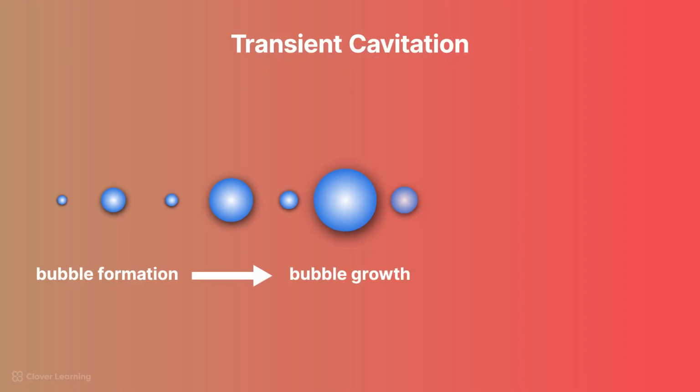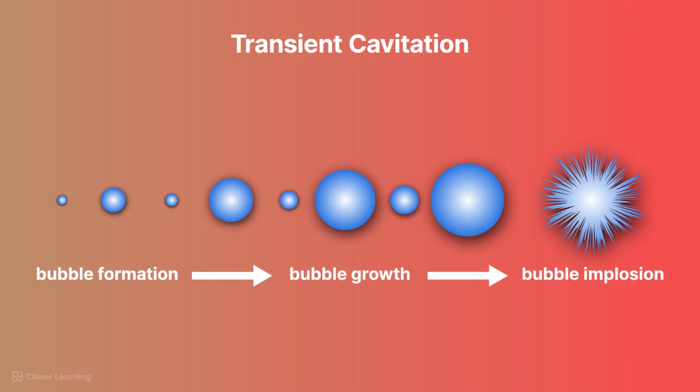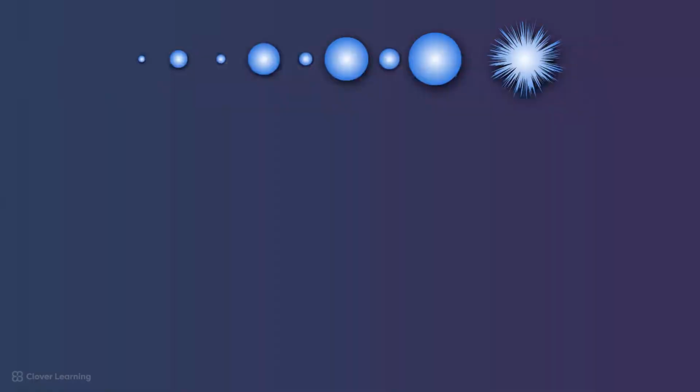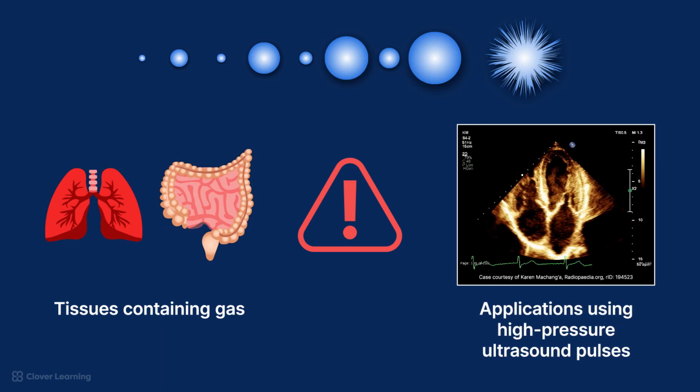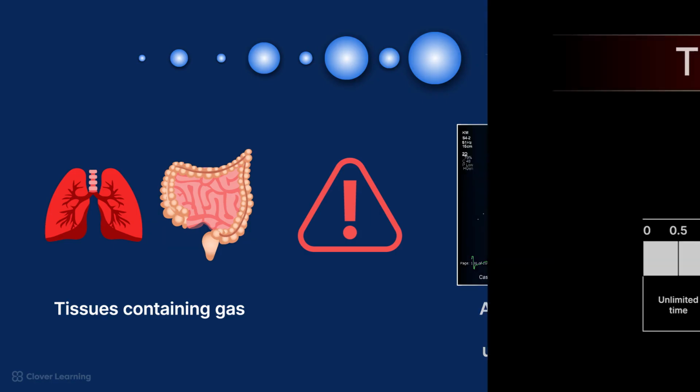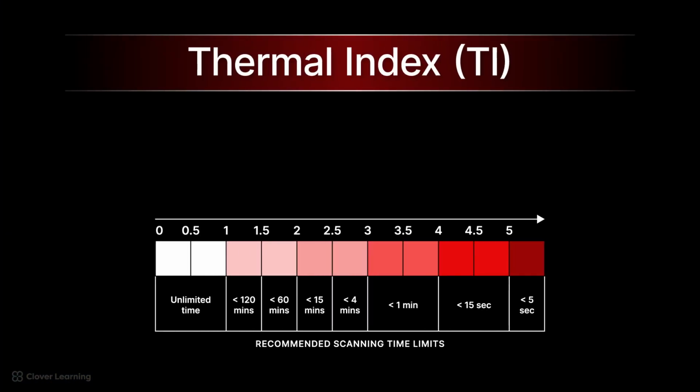Transient cavitation occurs when gas bubbles rapidly or violently expand and collapse, generating high local temperatures and pressure that may damage surrounding tissues. Cavitation effects are more likely to occur in tissues containing gas, such as the lungs and intestines, and in applications utilizing high-pressure ultrasound pulses, such as contrast-enhanced ultrasound imaging. Next, let's discuss the thermal index.